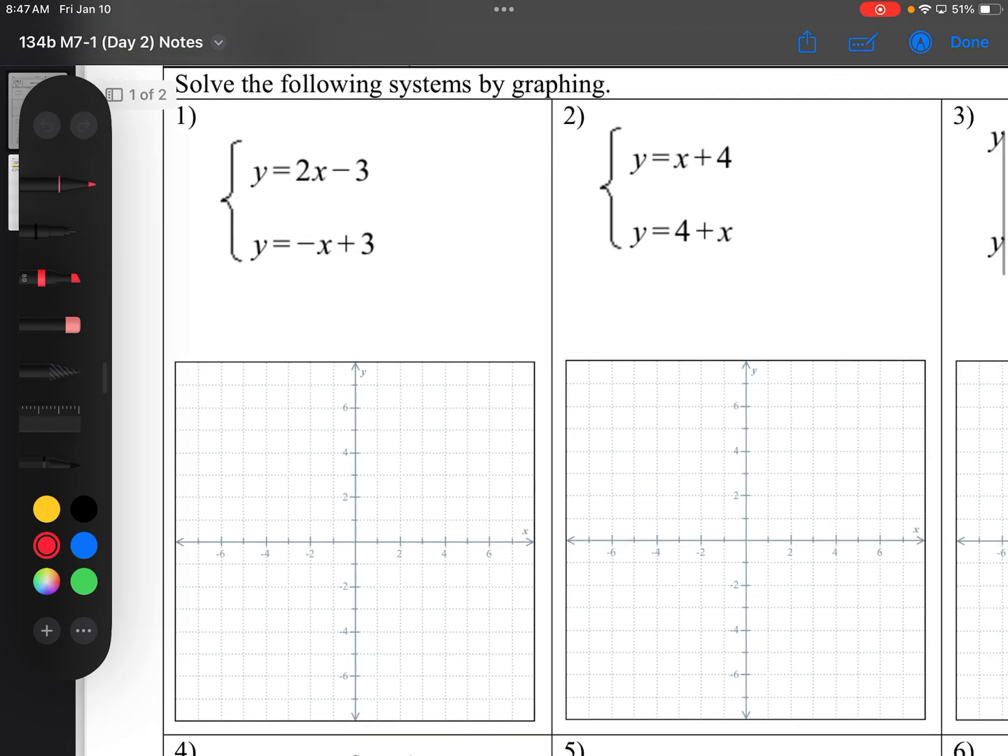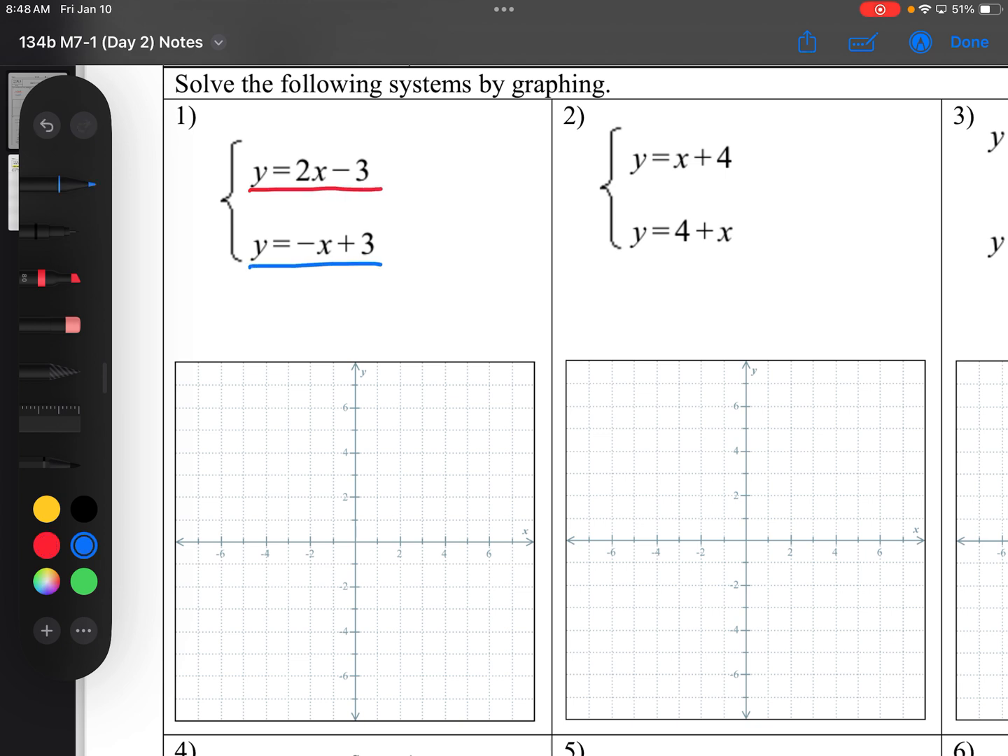So for question number 1, you have y equals 2x minus 3 and y equals negative x plus 3. We have to solve these systems by graphing them. So we're going to have to graph each of these lines. I like to do just 2 different colors to keep track of my lines, but you don't have to. It's just something that I like to do. So the first line I'm going to do in red. The second one I'll do in blue.